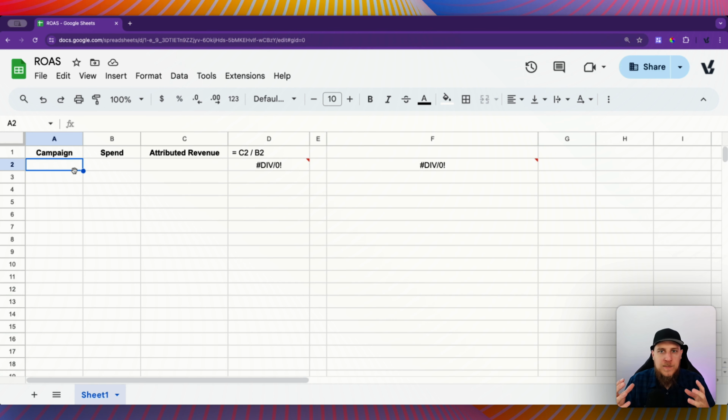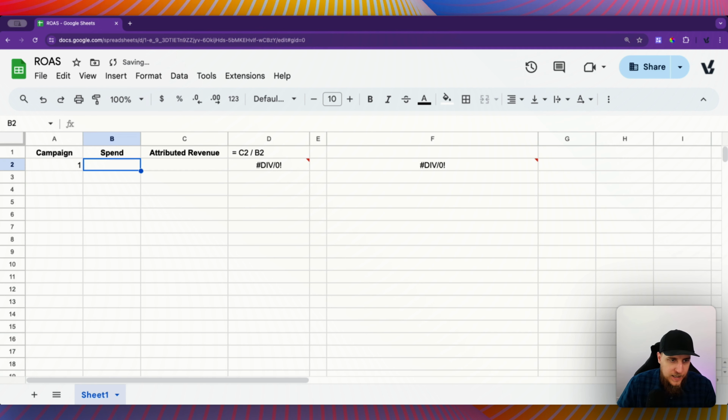Okay, so this is a return on ad spend. This is not like return on investment or anything much larger and business related. This is very much scoped to individual campaigns, ad sets, or ads. So it's the return on ad spend, ROAS.